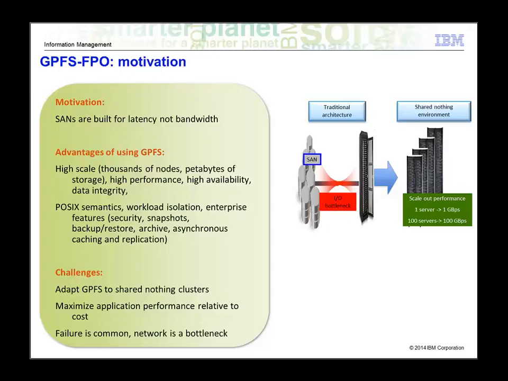GPFS was originally developed for SAN file systems. It is able to handle thousands of nodes and petabytes of storage, all with high performance. It is POSIX compliant and has the following enterprise features: security, access control lists, snapshots, backup and restore, archiving, caching, and replication. It has workload isolation, meaning that you can define storage pools to make sure that data for a particular application only resides on specific nodes.